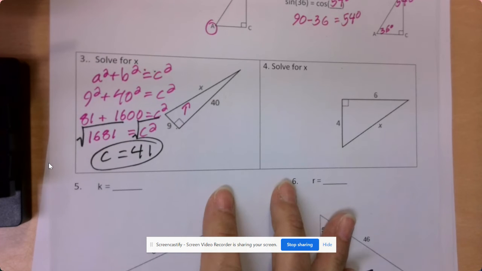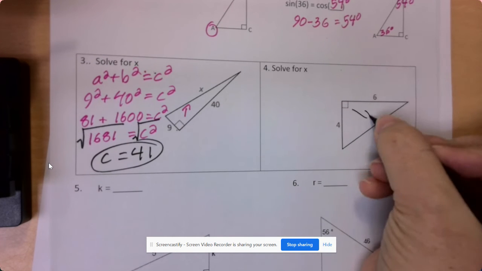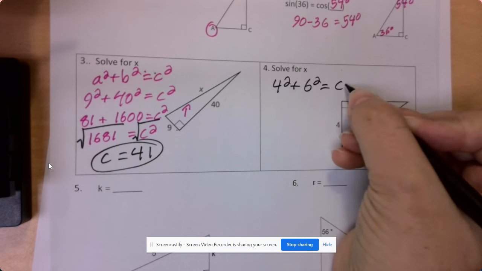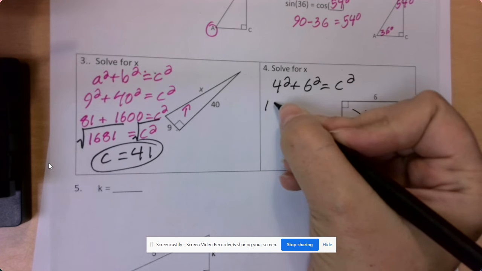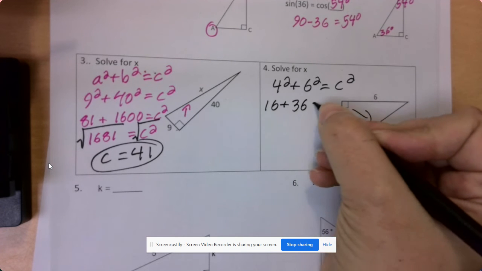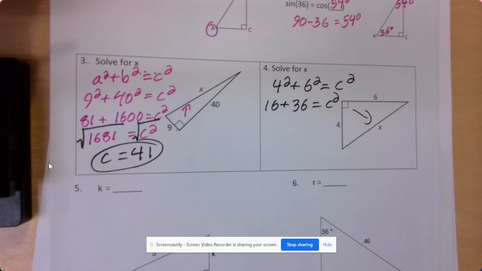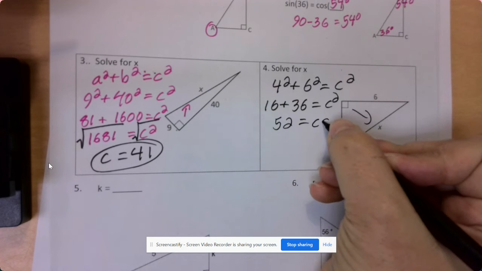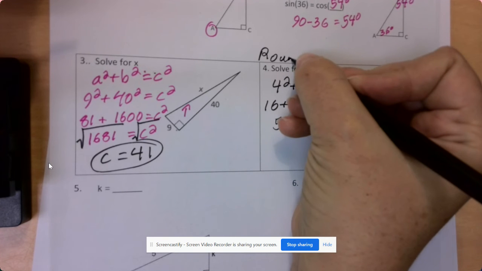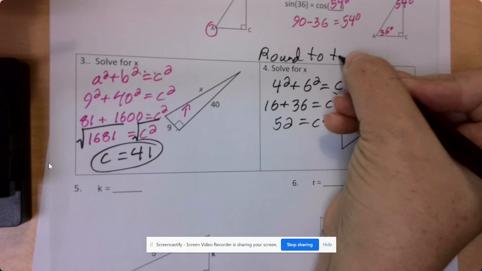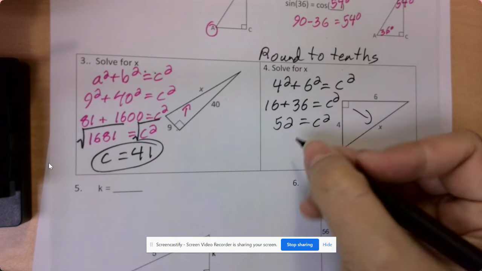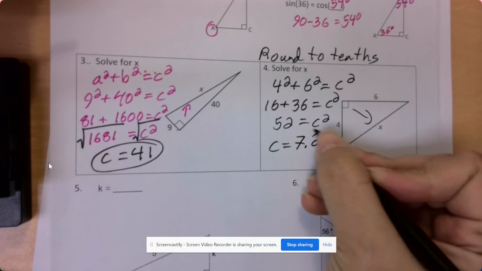Okay, so on this next part, everybody, same thing. We're solving for that third side. So we get 16 plus 36, we get 52. And take the square root of this, everybody, and when we're doing this, we're going to round to the tenths place, the first decimal place. So we get 7 and 2/10.